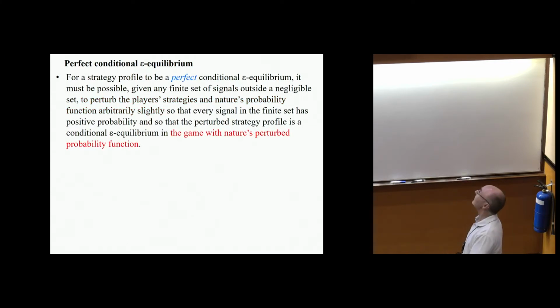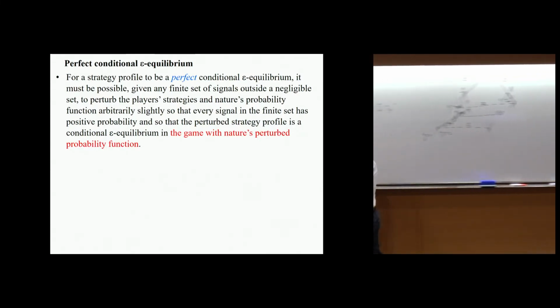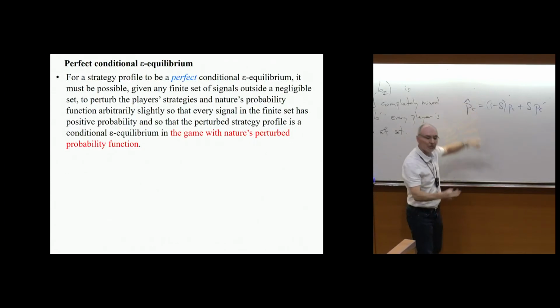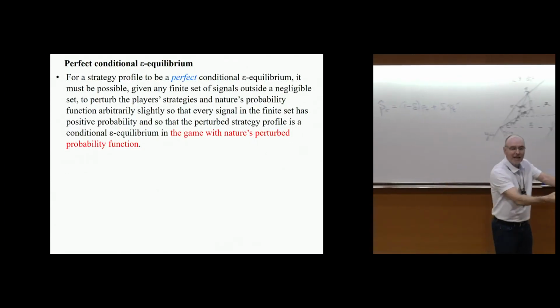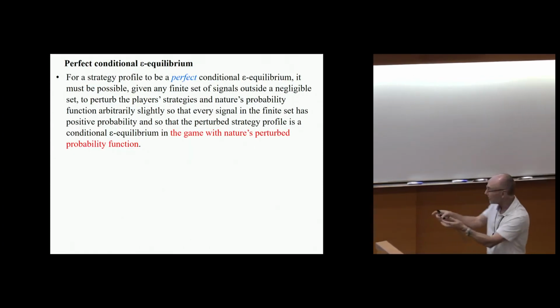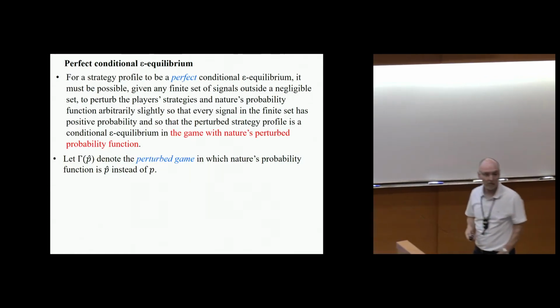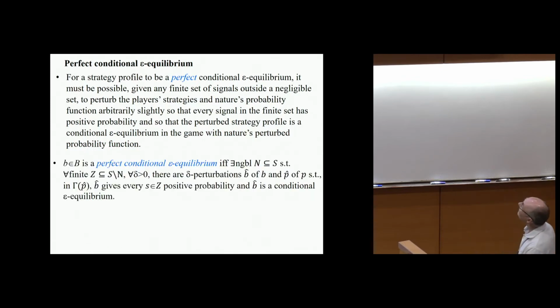The other thing: the game with nature's perturbed probability function. Of course, when we perturb the players' strategies and we perturb nature, what does it mean to perturb nature? It means that's the game we're playing now. We're playing the game when nature is using the perturbed probability function. So we need to talk about that. There's not much to talk about. We'll just give it some notation. If nature's probability function is p, which it is originally, but we perturb it to p hat, we'll say gamma of p hat is the perturbed game.